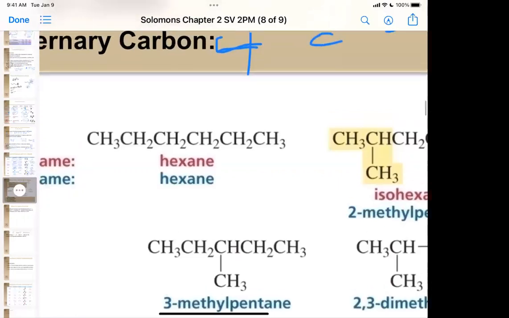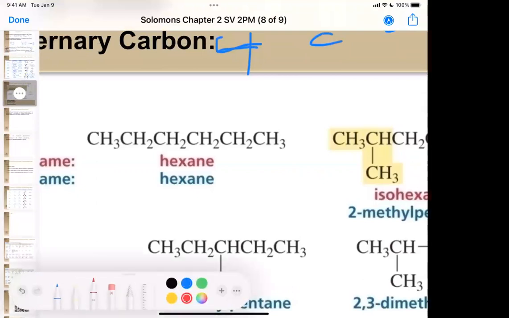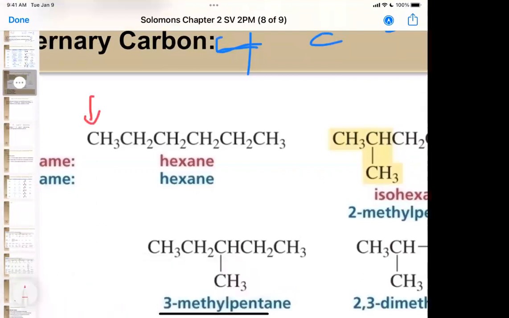So this carbon right here, is it a primary or secondary or tertiary or quaternary carbon? Primary, because it's only bonded to one. So what's the one next to it then?